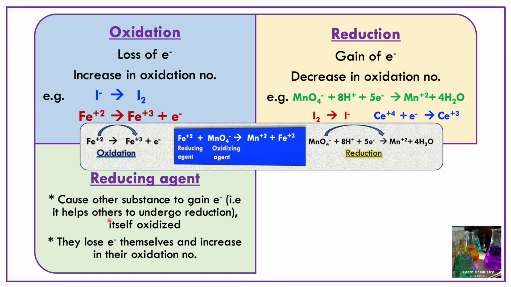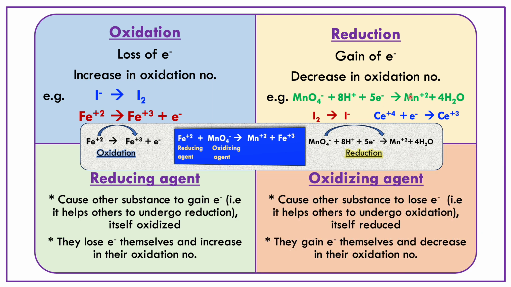So this FeSO4 loses electrons itself and increases its own oxidation number while giving this electron to the other reactant. In this case there are an oxidizing agent and a reducing agent, right? So it gives the electron to the oxidizing agent and hence it undergoes reduction. Similarly, the oxidizing agent is the one that causes other substances to lose electrons, that is, it helps the other substances to undergo oxidation. That is why it acts as an oxidizing agent, because it oxidizes others and itself gets reduced and decreases its own oxidation number.